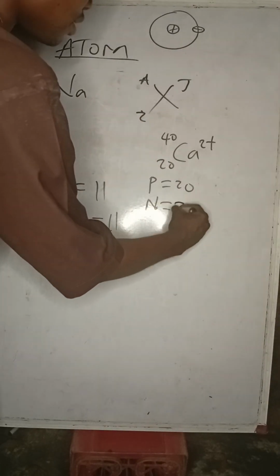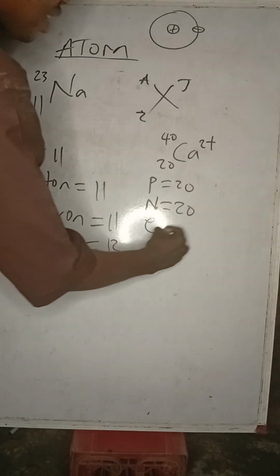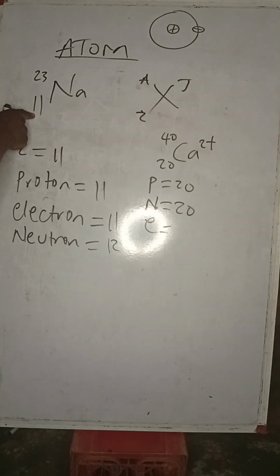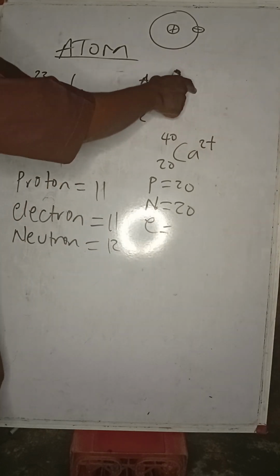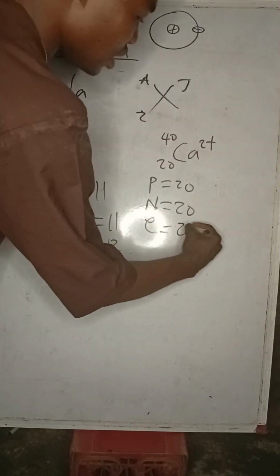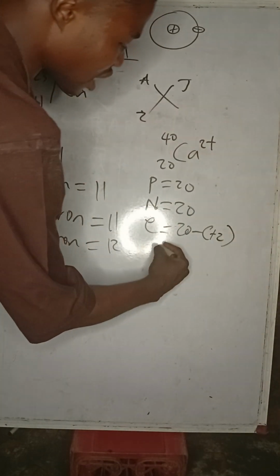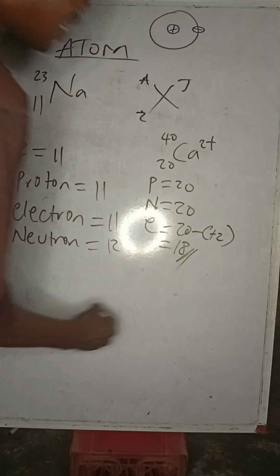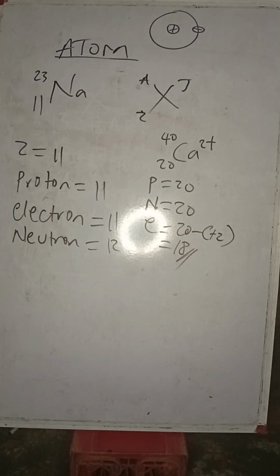40 minus 20, that's making it 20. Now to get the electron, it is Z minus charge. Z minus charge means 20 minus plus 2, so that should be 18. So there are 18 electrons there.